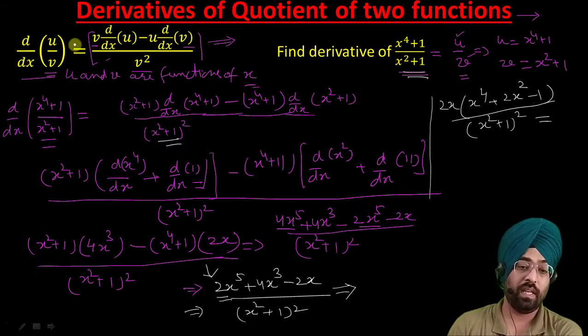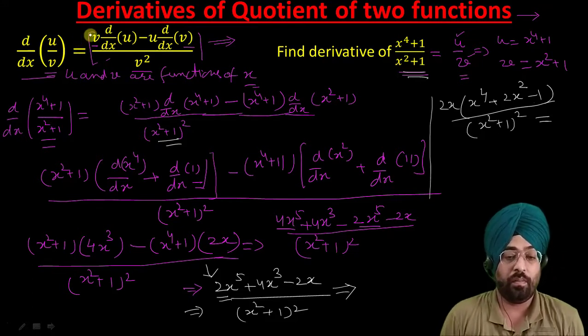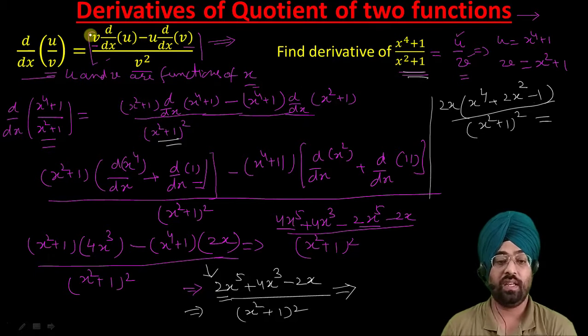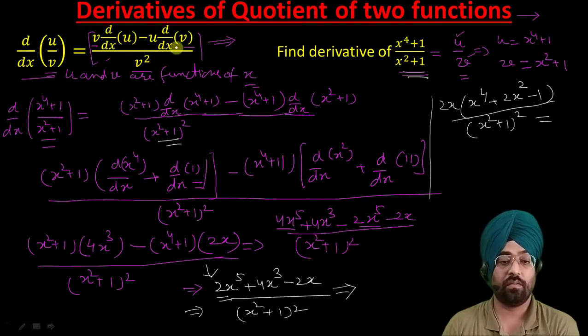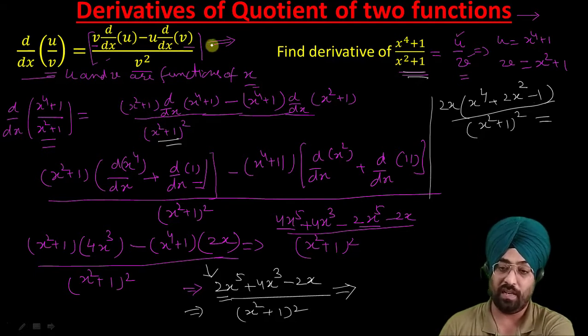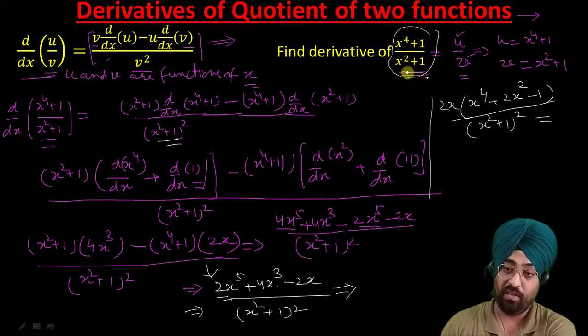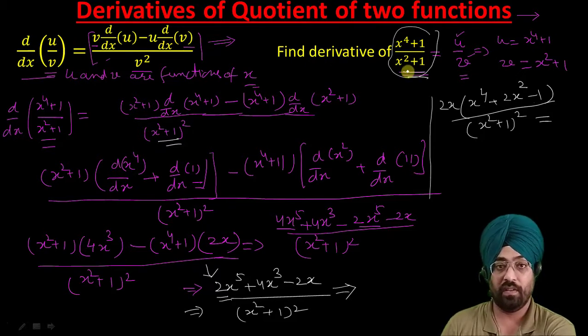So dy by dx of u divided by v is equal to the square of the denominator, v square, into v du by dx minus u dv by dx. So with the help of this we solved a very simple derivative of x raised to the power 4 plus 1 divided by x square plus 1. Now let us move to some other formulas.